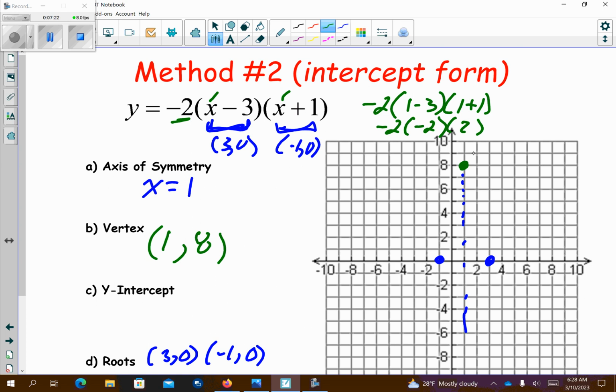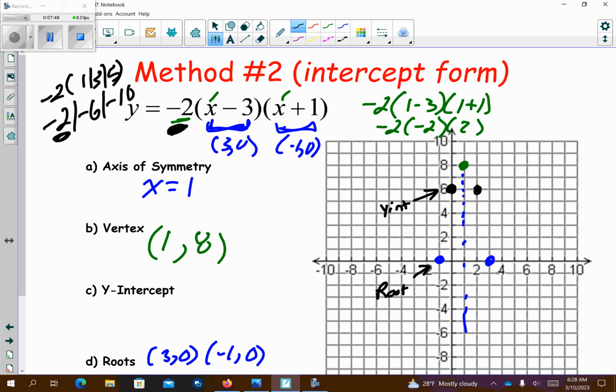If we wanted to pattern graph this, which we could, the pattern is going to be negative 2 times 1, 3, 5. So that's negative 2, negative 6, negative 10. And we'll probably only need this one to get our y-intercept. So I'm going to go right one down 2, left one down 2. And so that's the y-intercept. This is a root because it's crossing the x-axis. This is a root because it's crossing the x-axis. And we're going to go ahead and draw in our parabola. Our y-intercept would have been 0 comma 6 because we had said it was right here.